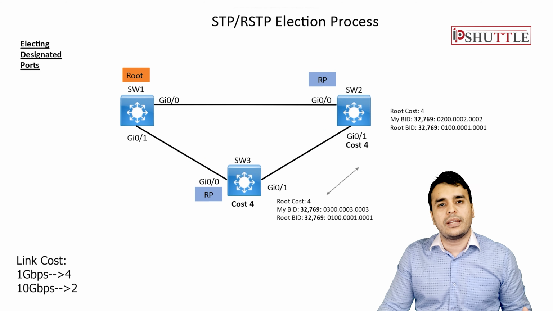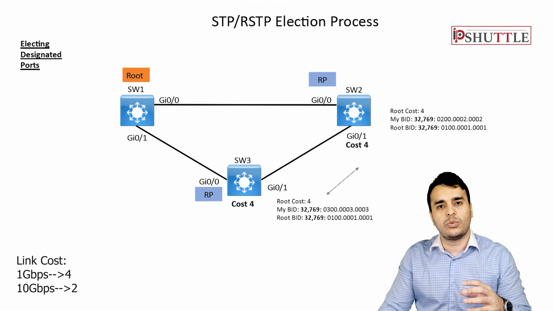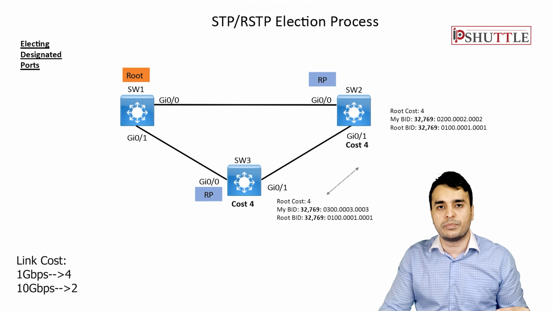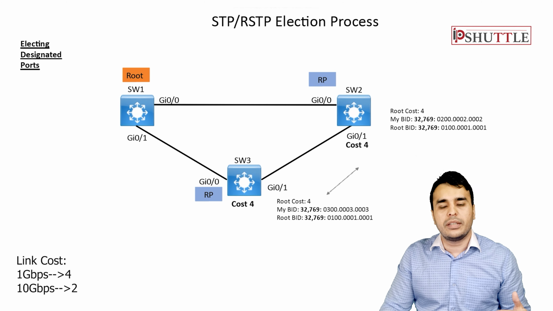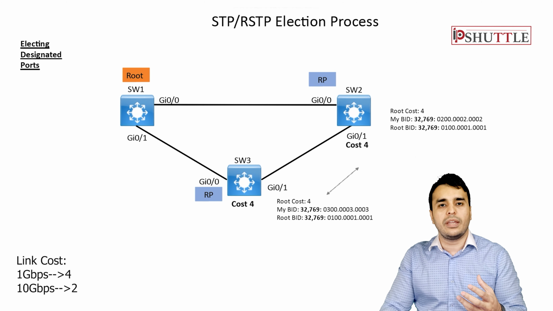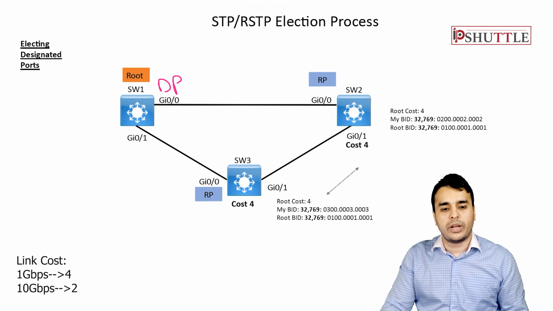Now it's time to understand how the designated ports get selected. In the earlier step 1 and step 2, we have already selected which one will be the root switch and which ones will be the root ports. Let's select the designated ports on the root switch. The root switch will have the least cost to reach itself. So all the ports of the root switch will become designated ports. All right, both of them will be designated ports.